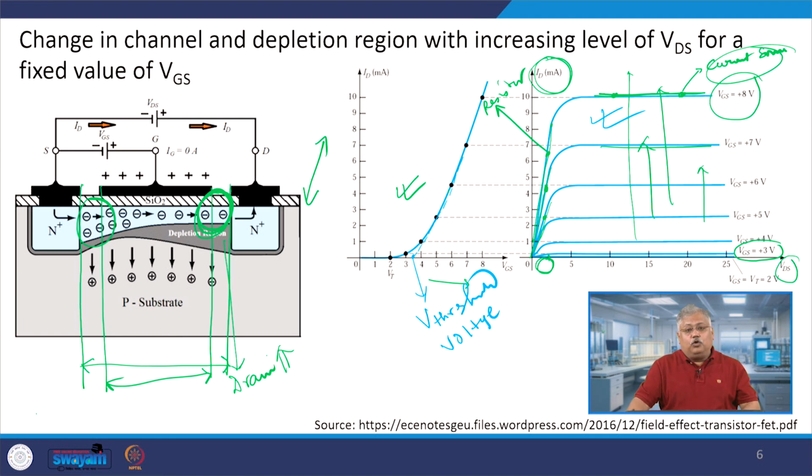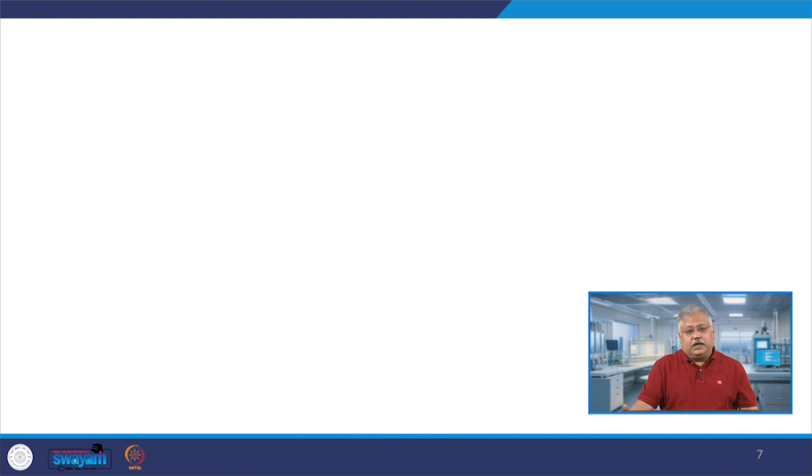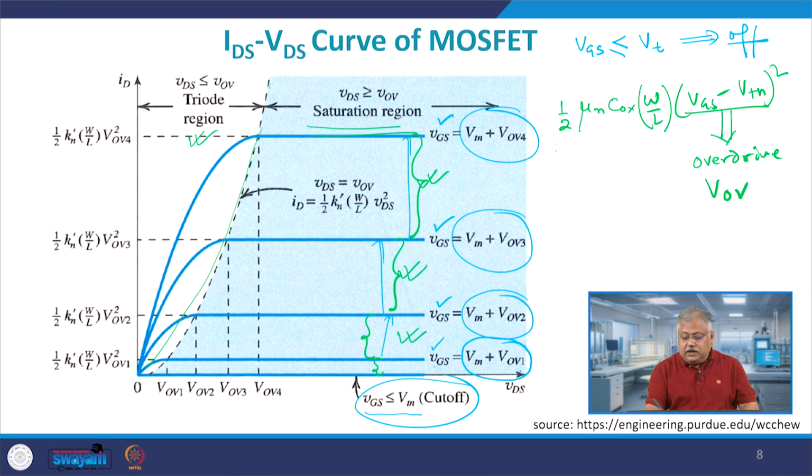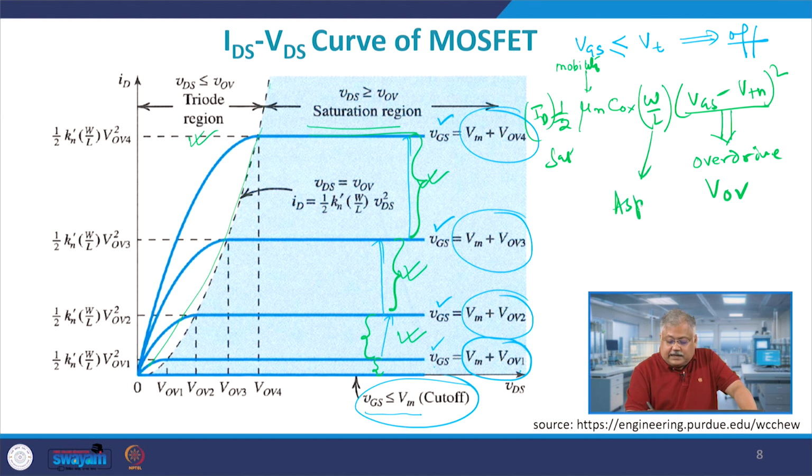Higher the value of W, more will be the current, because there will be more charge carriers, right? And that's the reason we define the current in saturation to be equal to 1 by 2 mu n C oxide. Mu is defined as the mobility of the charge carriers, C ox is oxide capacitance. W by L is also referred to as the aspect ratio, and this is the square of the overdrive voltage.